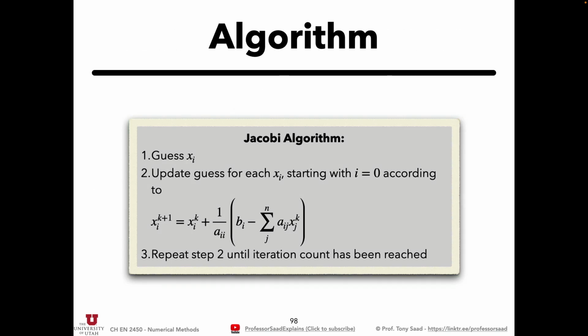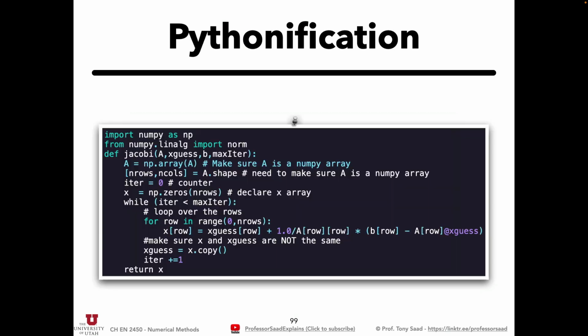So the algorithm looks like this. You start with a guess, or you supply a guess, you update the guess for each x_i, starting with i equals 0, according to this formula, and then you keep repeating this step. I know it looks quite complicated, but we're going to put it in a code together. I'm giving you a code here. I have a bunch of codes also that will be supplied in the homework. We're going to write the code together in class, whichever one you want to use in the homework or in life. If you want to write your own, that's fine. I'm happy either way.